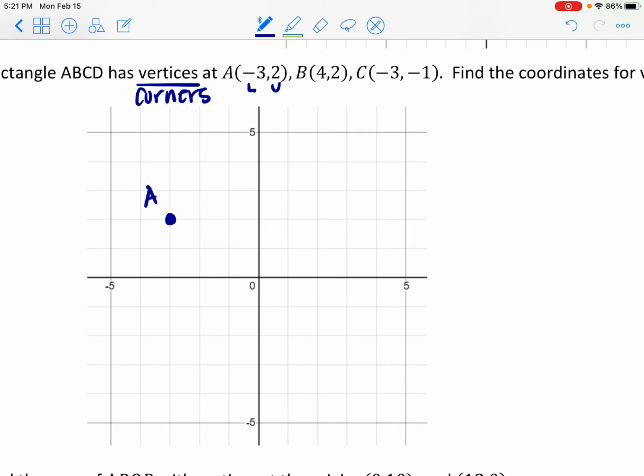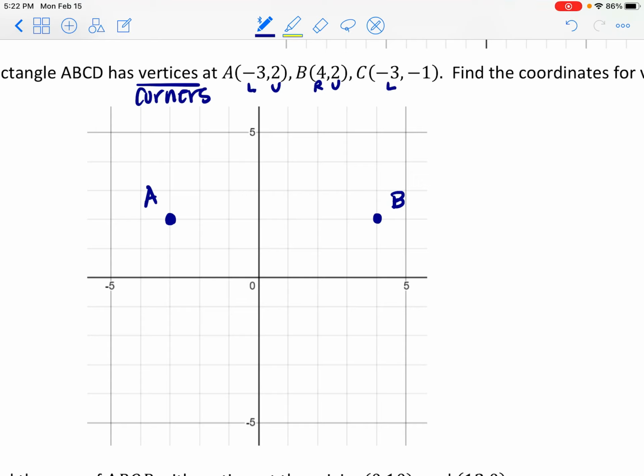And then B is at 4, 2. That's to the right 4 and up 2. From the origin, right 4 up 2 puts me here. So that's point B. That's another corner of my rectangle. And then C is at -3, -1.